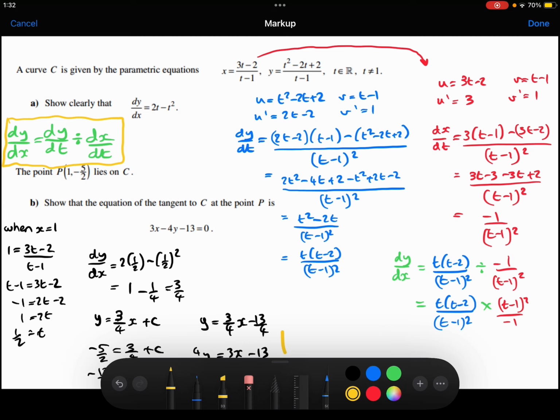So in blue, this is me differentiating the y function. Now we need to be super careful here because this is a fraction, so we need to use the quotient rule. You can see that I've said that the u is the t squared minus 2t plus 2 from the top here, and the v is the t minus 1 from the bottom here. We're going to differentiate each of those, so differentiating the t squared minus 2t plus 2 gives 2t minus 2. So that's my u dash. Differentiating t minus 1 will just give me 1, so that's my v dash.